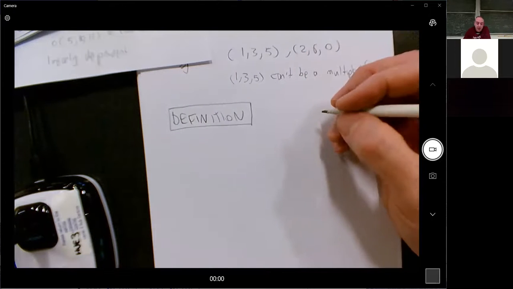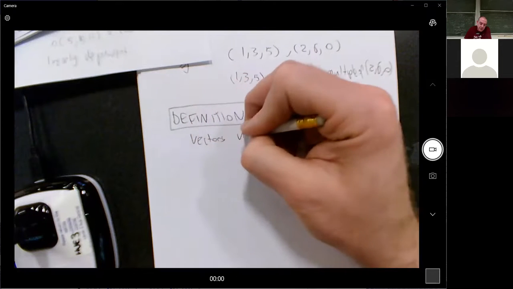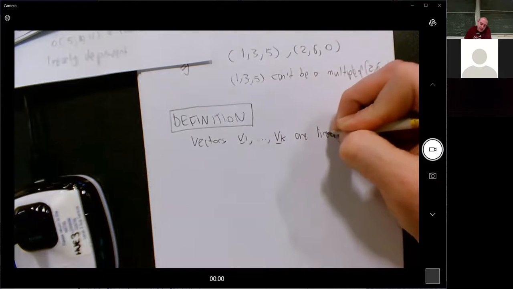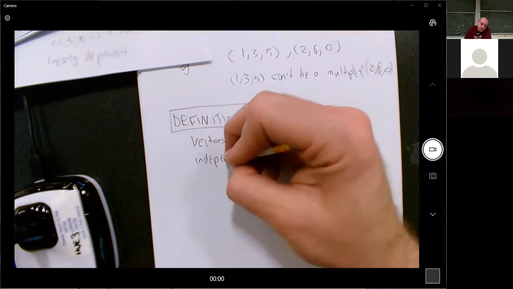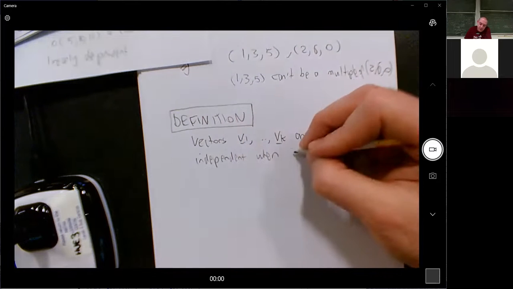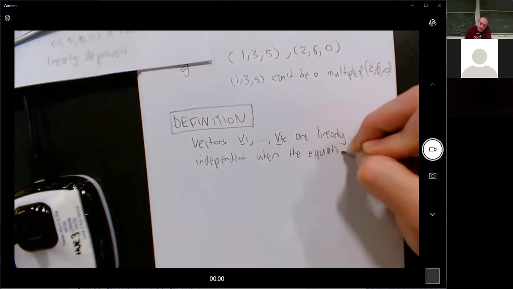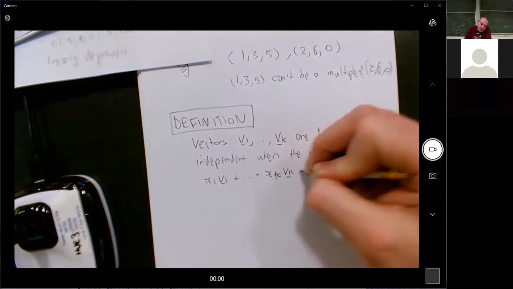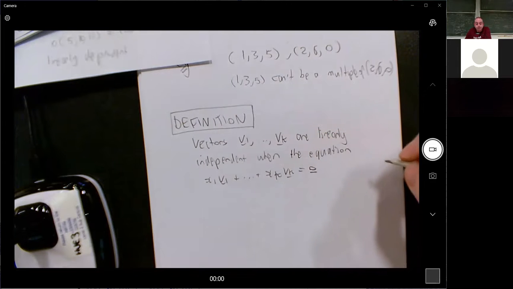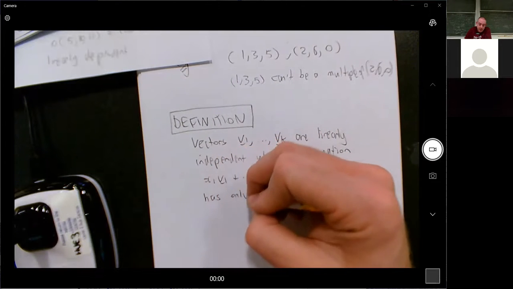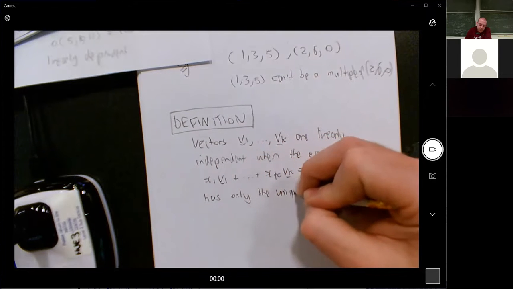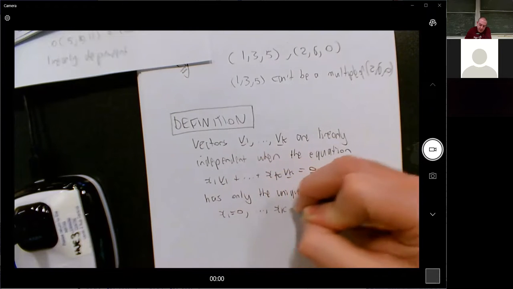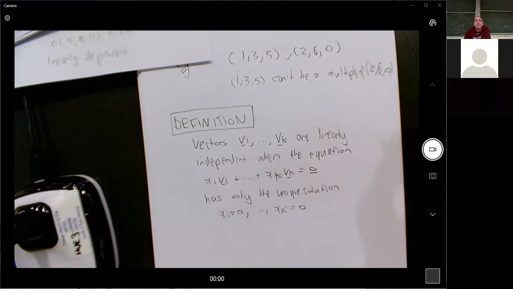So the definition of linearly independent is vectors v1 up to vk are linearly independent when the equation x1 v1 plus up to xk vk equals the vector 0 has only the unique solution x1 is 0 all the way up to xk is 0. And some people call this the trivial solution.